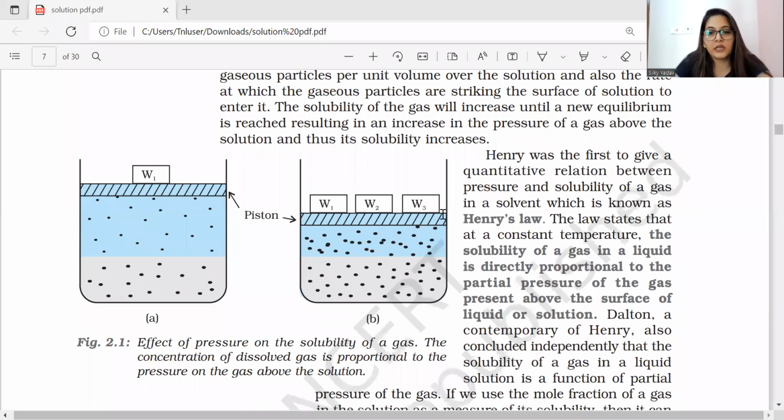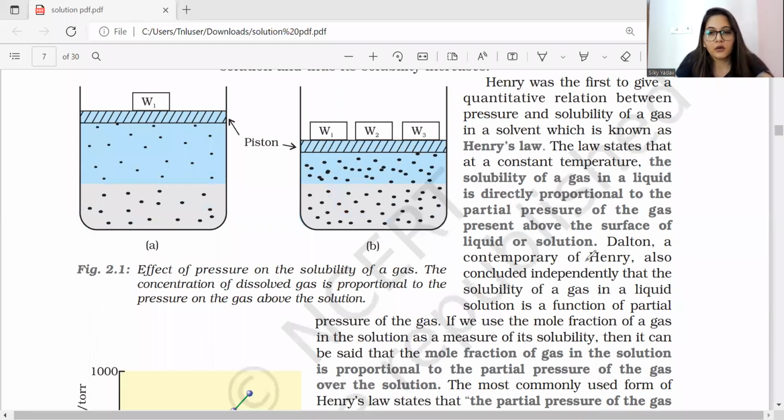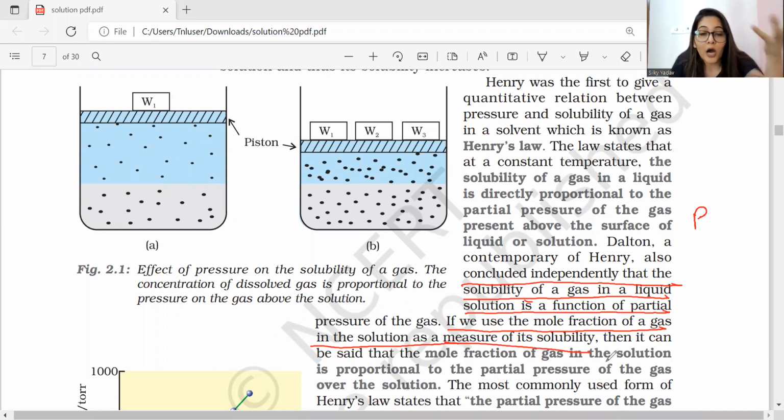Now, as I've told you, Dalton, a contemporary of Henry, also concluded independently that the solubility of a gas in a liquid solution is a function of, see what he is saying, the partial pressure of the gas. If we use the mole fraction of gas in the solution as a measure of its solubility, solubility is what? How much concentration of gas is there inside the liquid? So he is talking about the solubility in terms of mole fraction.